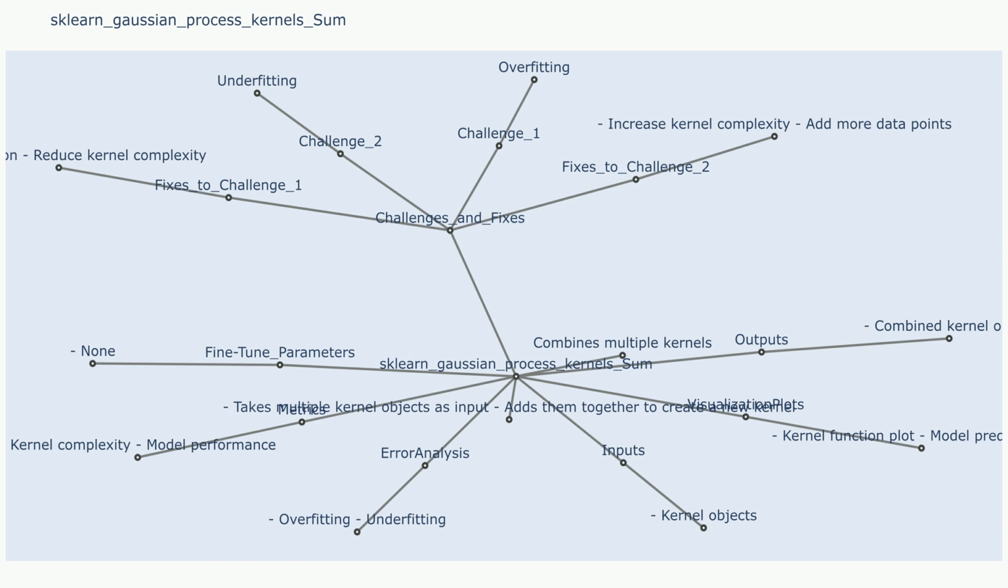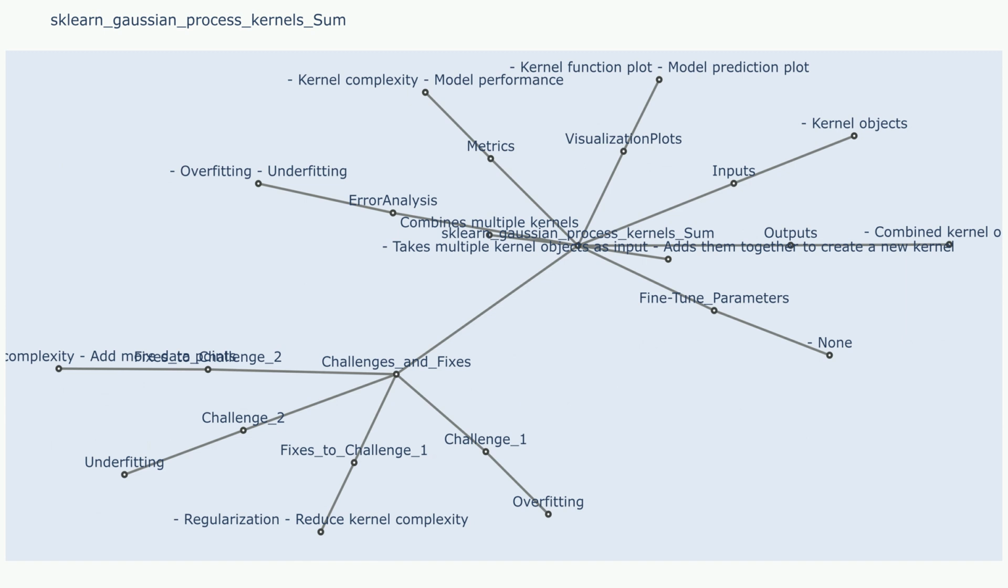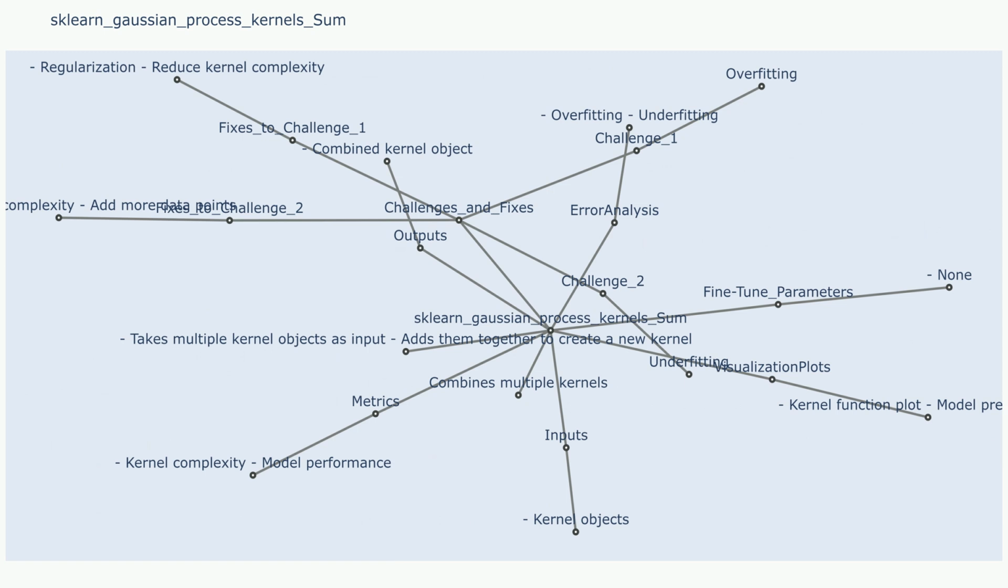Challenges and fixes. Challenge 1: overfitting. The Sum kernel, when used with too many kernels or inappropriate parameter settings, can overfit the training data, resulting in poor generalization to new data. Sample use case that resulted in challenge 1: adding multiple kernels to model a complex dataset without careful consideration of the underlying data structure can lead to overfitting.